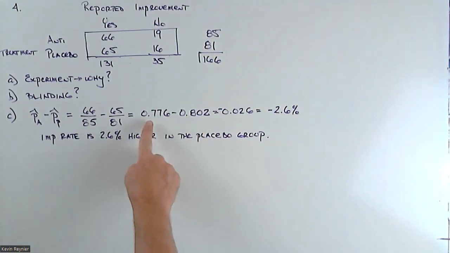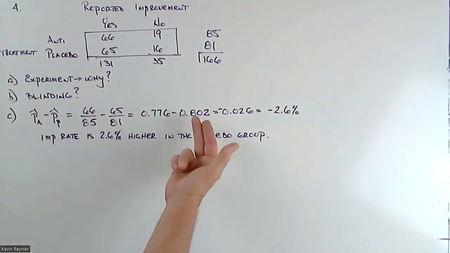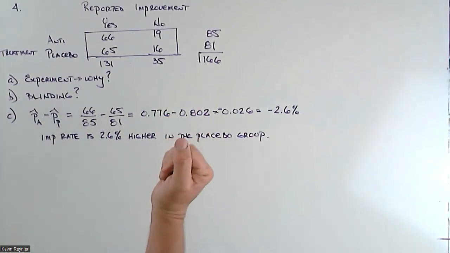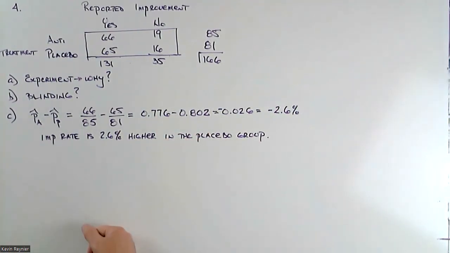82.2% saying they improved versus 77.6% saying they improved. So at first glance, it looks like the placebo is the better treatment. Explain your reasoning using the appropriate statistics. Well, the proportion of people who had the placebo that reported improvement is higher than the proportion of people who had the antibiotic that reported improvement.